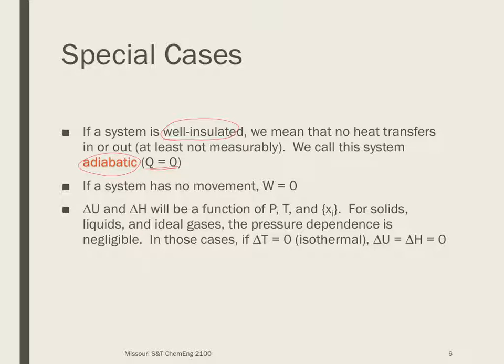If pressure is not going to be an issue, so solids, liquids, and ideal gases, if there is no delta T, if it's isothermal, okay, so same temperature, then delta H and delta U will both be 0 for the cases of solids, liquids, and ideal gases.